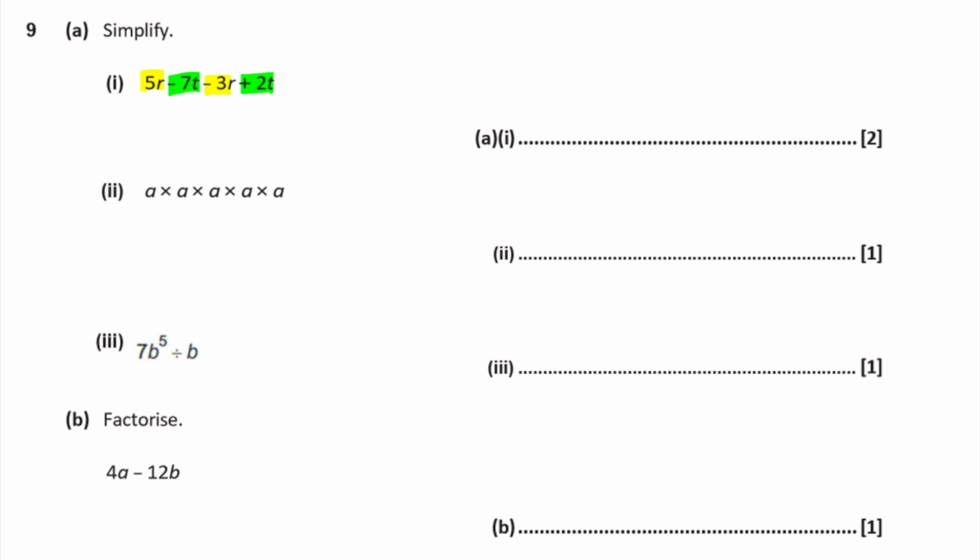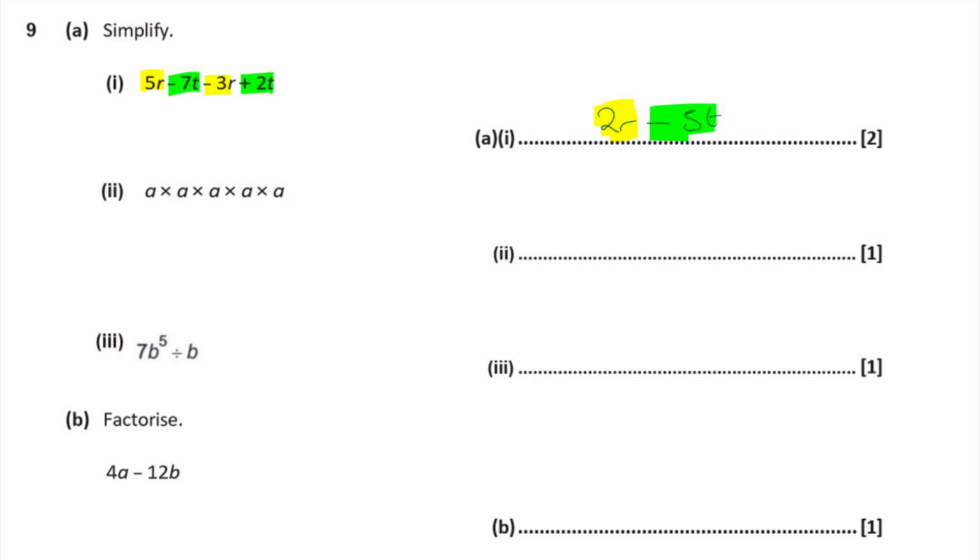So 5r take away 3r, that's going to leave us with 2r, isn't it, from the yellow bits? Okay, and then I've got negative 7t plus 2t, or you can think of it as 2t take away 7t. Either way, you're going to get negative 5t. Okay, so we're going to write down minus 5t. So that's the bit that comes from the green bits. And then that's my final answer then. So 2r minus 5t.